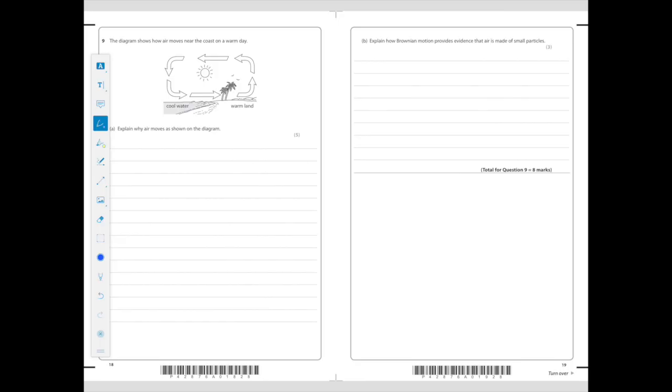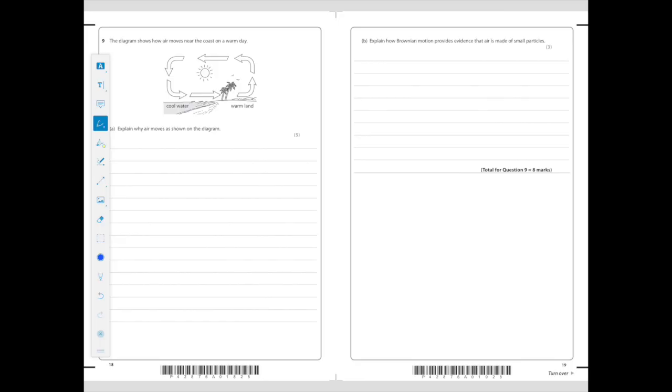So as that warm air moves over the sea, it becomes cooler and therefore denser. So that cooler, denser air falls and replaces that air that was above the warm land, and then by doing so you've created a convection current which keeps repeating itself.